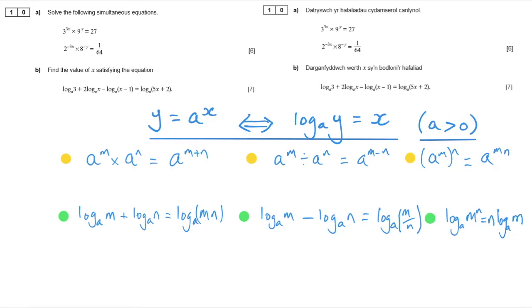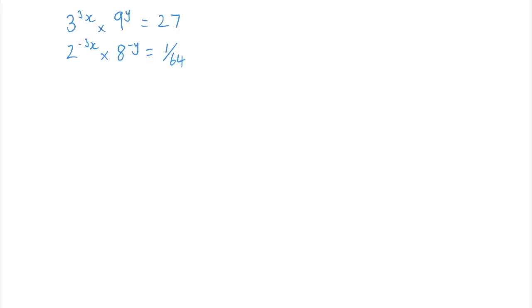We will next consider part A of the question. In the first equation, we are given 3 to the power 3x multiplied by 9 to the power of y is equal to 27. In order to simplify the left-hand side of this equation, we would need to have a common base number. We can achieve this as 3, 9 and 27 can all be expressed as powers of 3.